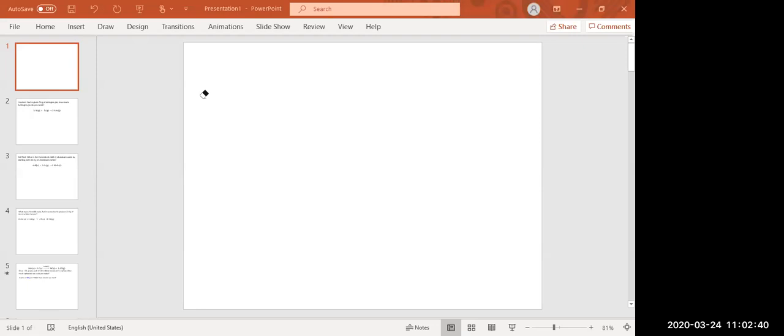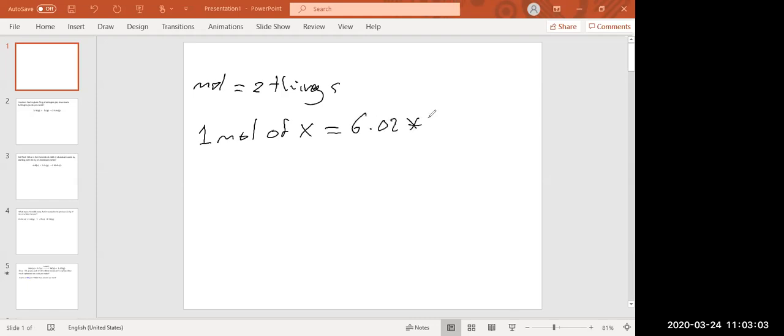Okay. First of all, mole. Let's practice quickly with mole. Mole means two things. Either 1 mole of X, X could be anything, will give us a number. So the mole number here is 6.02 times 10 to the power 23 of X, of that X thing. Okay, the second meaning, what is a mass?